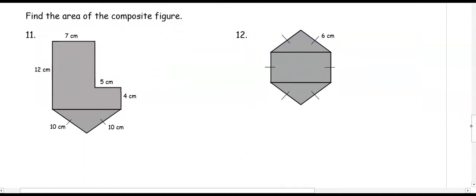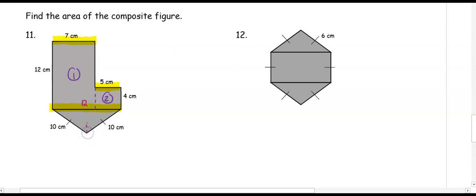So in number 11, we have what looks like a rectangle with another rectangle and a triangle. So we want to find the area of that. So first I'm going to split this rectangle into 2 rectangles. So we have one rectangle that is 12 by 7. And we have one rectangle that is 5 by 4. Then we also have this triangle, which is an isosceles triangle. Now, because we have these two sides, 7 and 5, they're going to represent the length of the base of the triangle. So the base of the triangle is going to be 12.